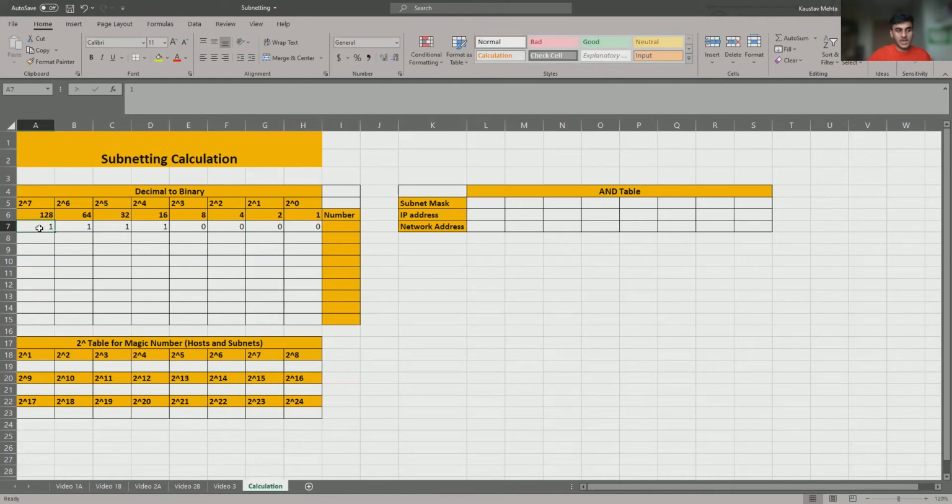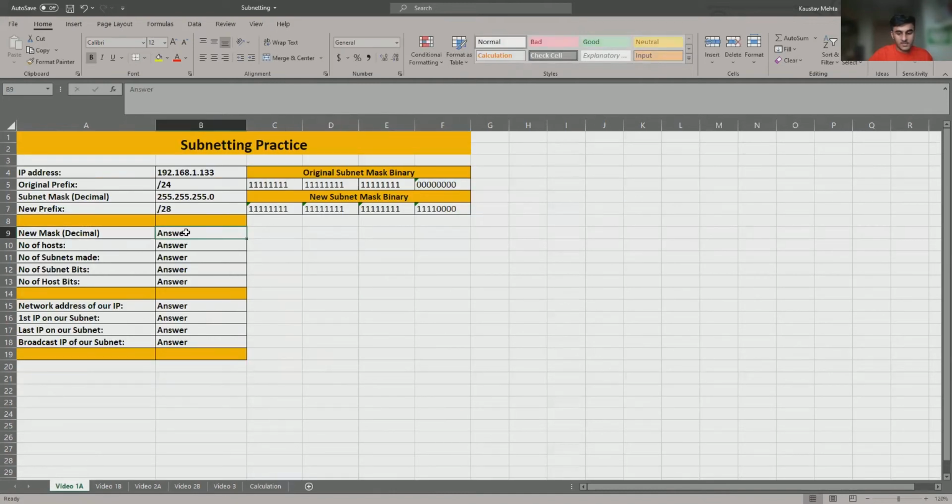So now we have 4 ones here, which means we'll add these 4 digits. So 128 plus 64 plus 32 plus 16, that is 240. And then since these are zeros, we don't add anything. So 240 is the number. So we can fill in our mask here, which is 255.255.255.240.